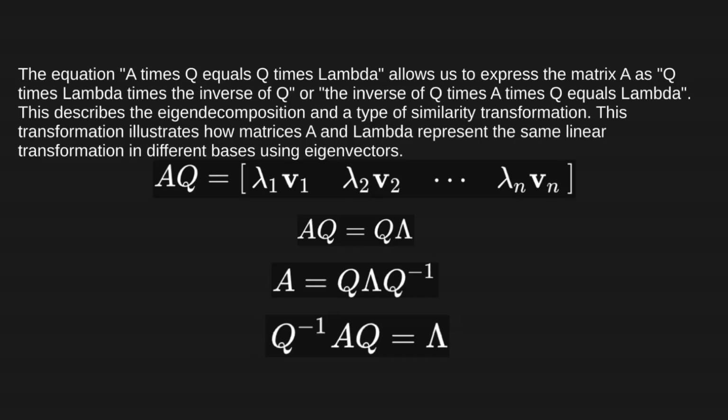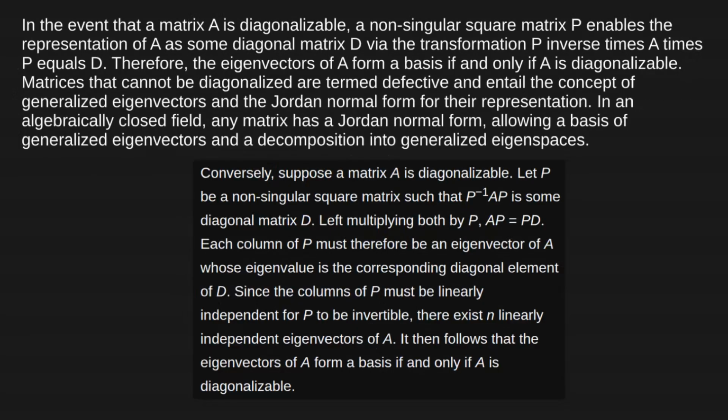This describes the eigendecomposition as a type of similarity transformation. This transformation illustrates how matrices A and lambda represent the same linear transformation in different bases using eigenvectors. In the event that a matrix A is diagonalizable, a non-singular square matrix P enables the representation of A as some diagonal matrix D via the transformation P inverse times A times P equals D. Therefore, the eigenvectors of A form a basis if and only if A is diagonalizable.